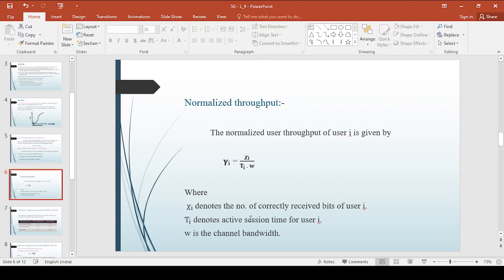It is given by Xi divided by Ti into W, where Xi denotes the number of correctly received bits of user i, Ti denotes the active session time for user i, and W is the channel bandwidth. Normalized user throughput is Xi divided by Ti into W: the number of correctly received bits divided by the active session time into the channel bandwidth. What is the active session? The number of transmitted bits should equal the number of received bits, such that these bits are transmitted during a particular time. That particular time we call Ti, right? The channel bandwidth you know already, right?